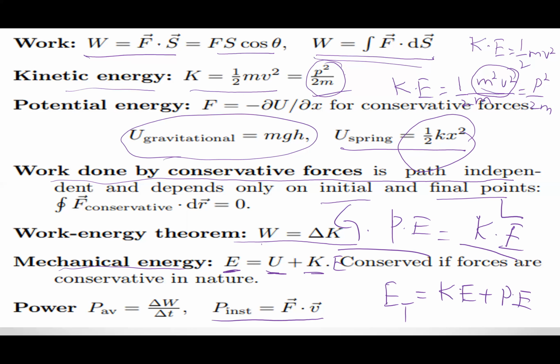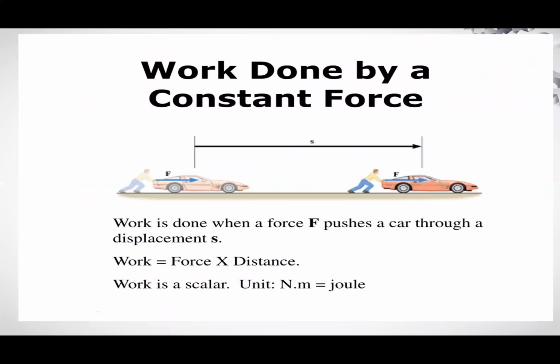Power, instantaneous power, F dot V. These are some equations which are written. Work done by a constant force: work is done when a force pushes a car through a displacement. Work is equal to force into distance, already done. Work is a scalar quantity, it's a revision.